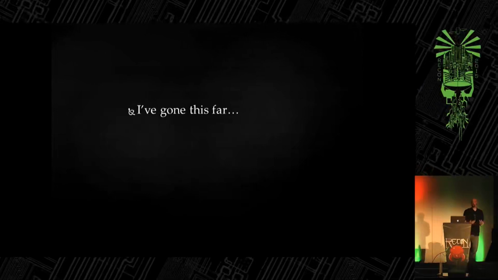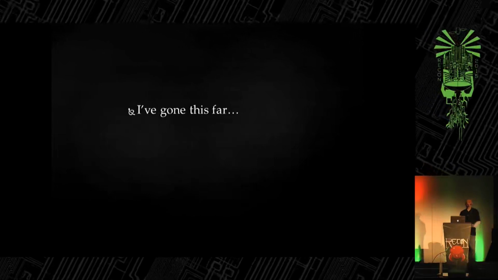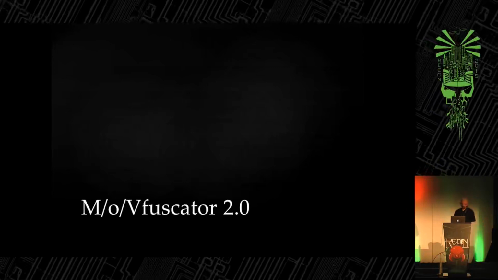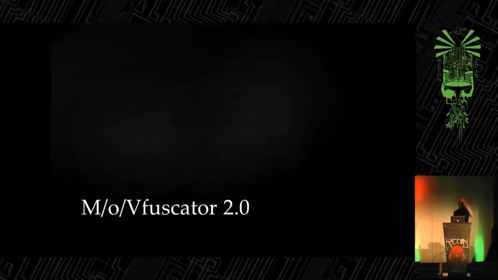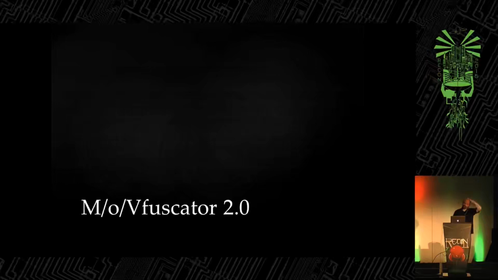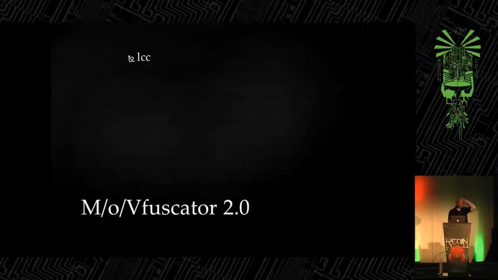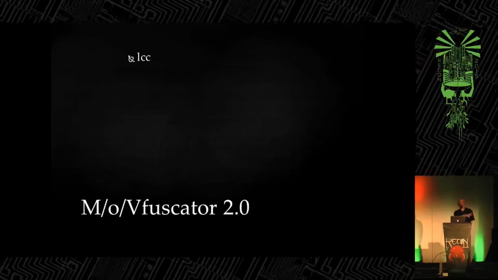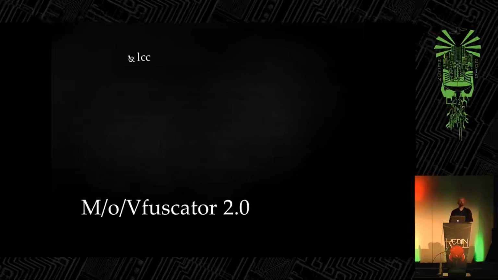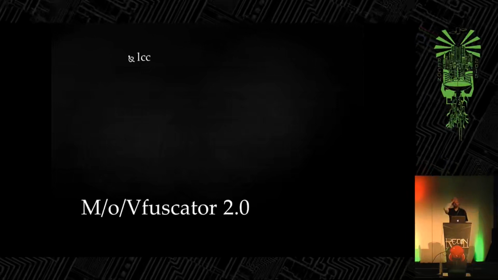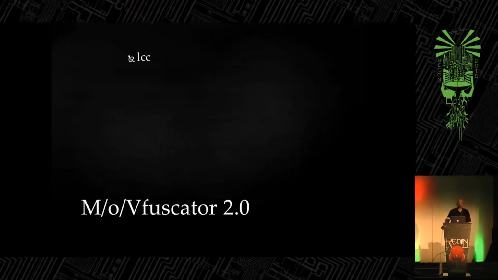But I'm sort of in this mentality, I've gone this far, I might as well keep going. So over the last few weeks, I built what I call movfuscator 2.0, which is actually a complete C compiler that will compile C code into only move instructions. I did this by retargeting the LCC compiler. That's the little C compiler.